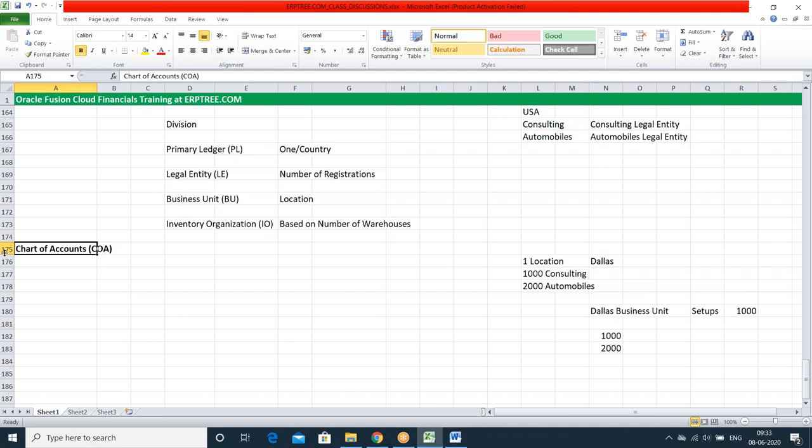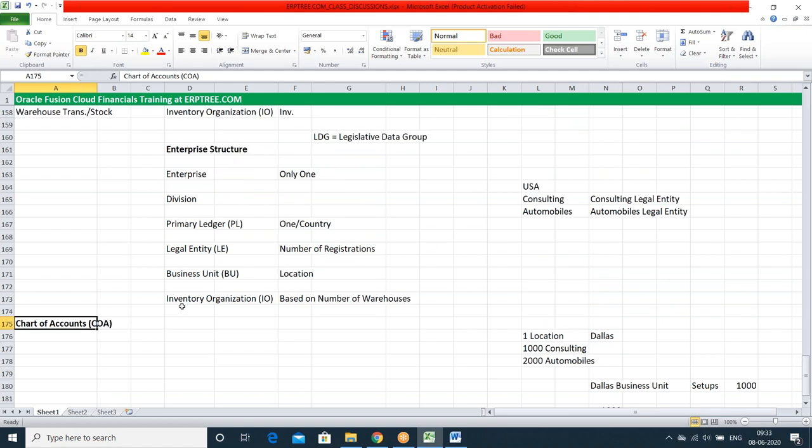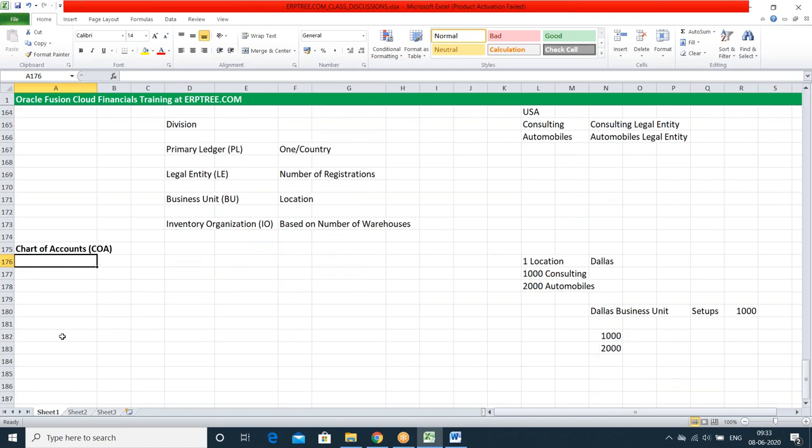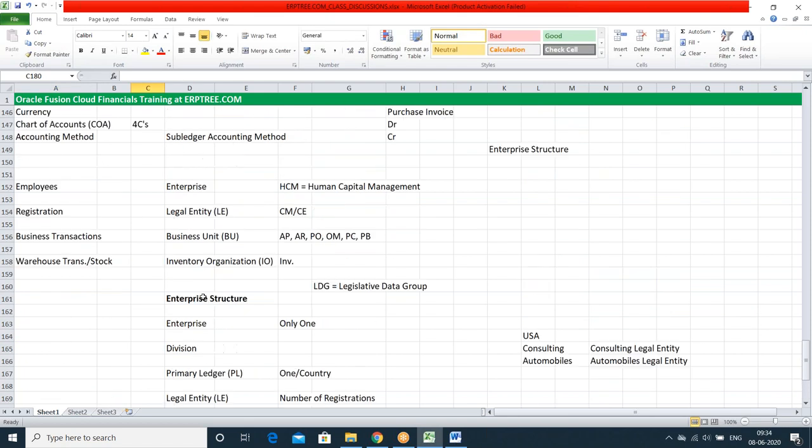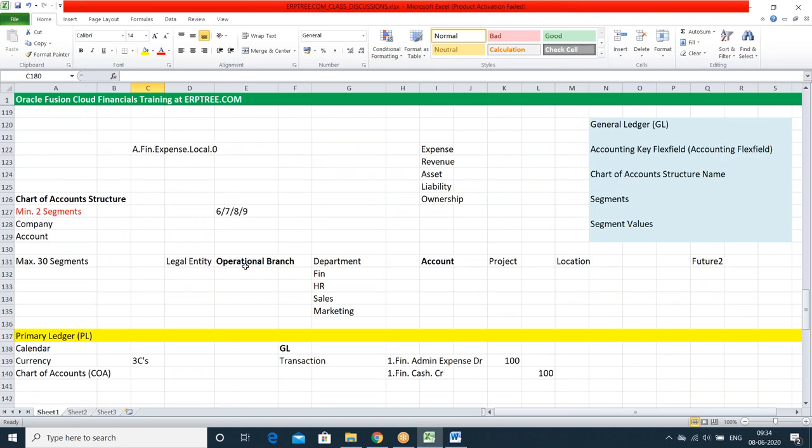So out of all these segments, whatever you are going to use, you have to maintain one balancing segment, only one balancing segment, when you are creating the chart of accounts. Only one balancing segment means out of all the segments, one segment you have to choose as the primary level at which everything needs to be controlled, balanced and reported. Ideally, we use the company.